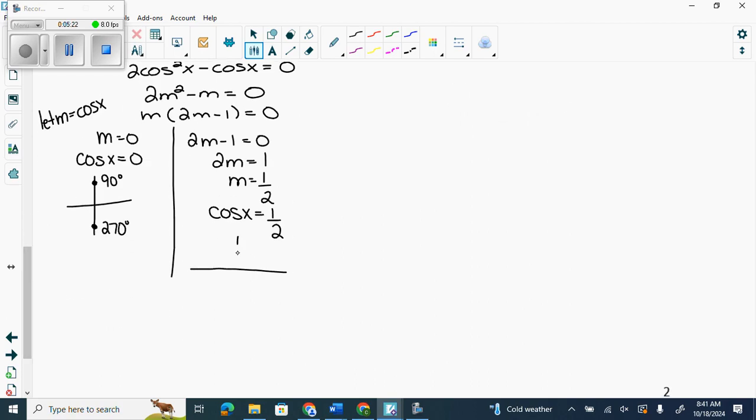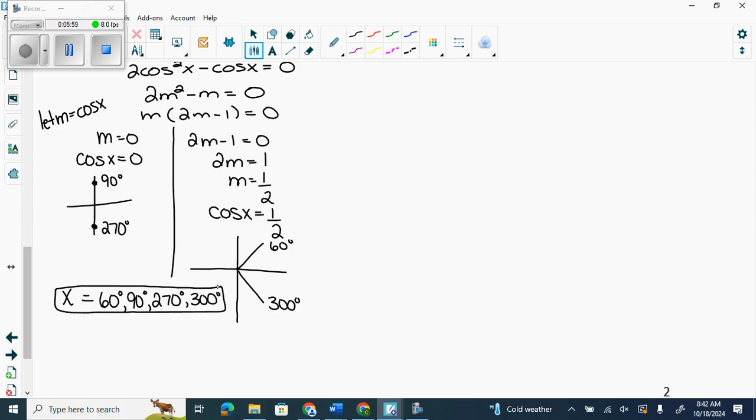And then where does cos x equal a half? Positive a half. 60 and 300. This is where Calgary Stampede, right? So we have x equals 90. I'm going to start with 60 degrees, 90 degrees, 270 degrees, 300 degrees. Yeah? Okay.